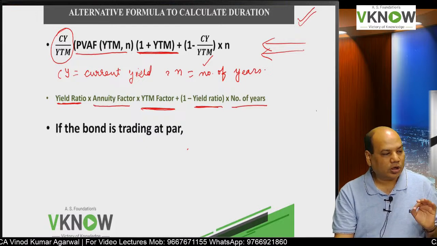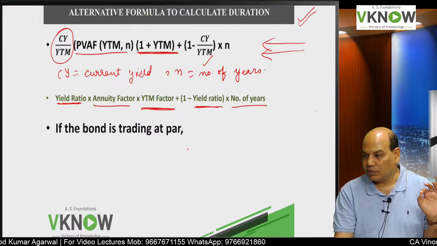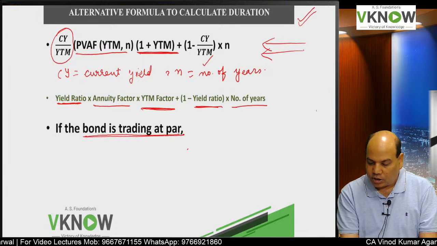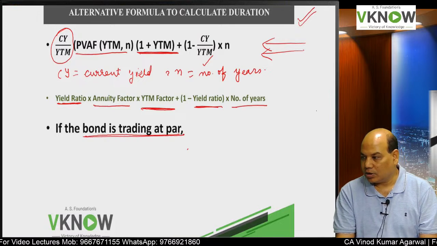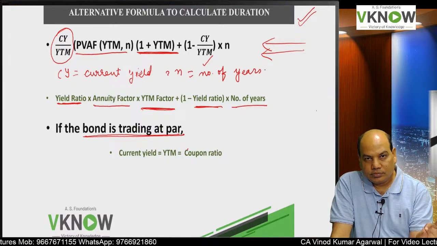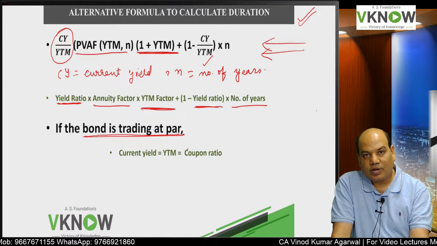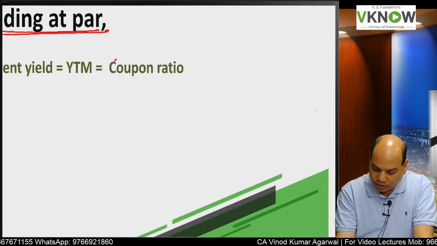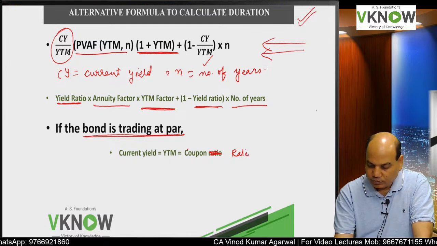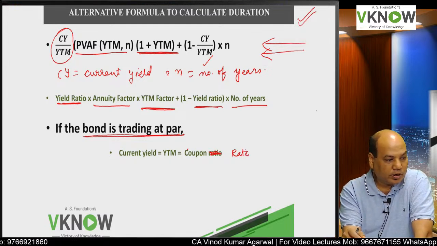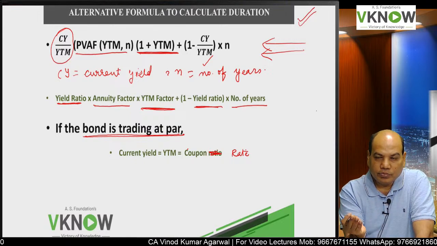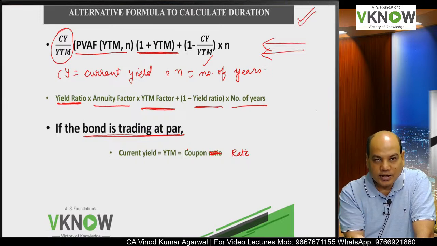Now see one small shortcut formula. Shortcut formula will be applied only when the bond is trading at par. Now tell me, bond is trading at par, current yield is equal to YTM, equal to coupon rate. We have proved yesterday in one of the discussions that if bond is trading at par, redeemed at par, coupon rate, YTM, current yield are equal.